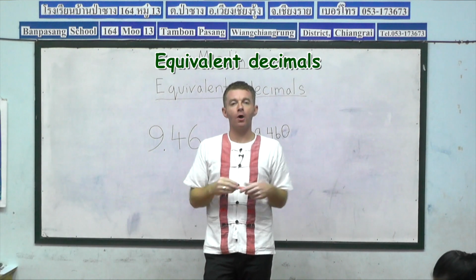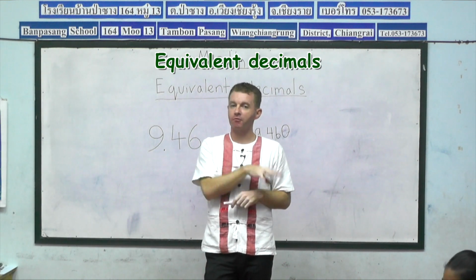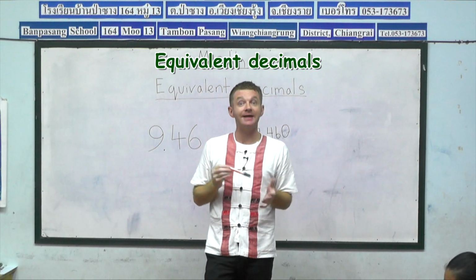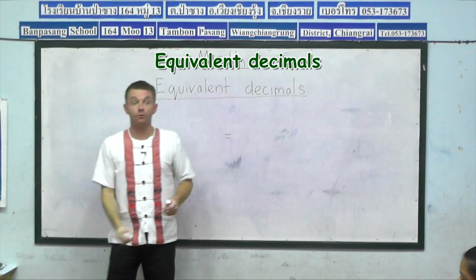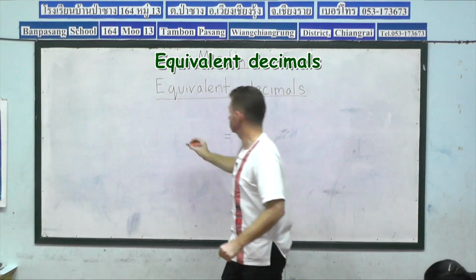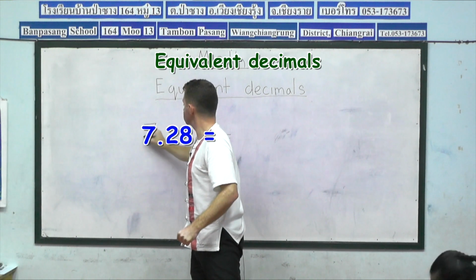We'll do one more equivalent decimal to recap the previous lesson before we move on with today's lesson. But first of all, I need to clean the board. Okay, so who's got some more numbers for me? Again, sorry? 7. Okay, we'll start with the whole number, which is 7.